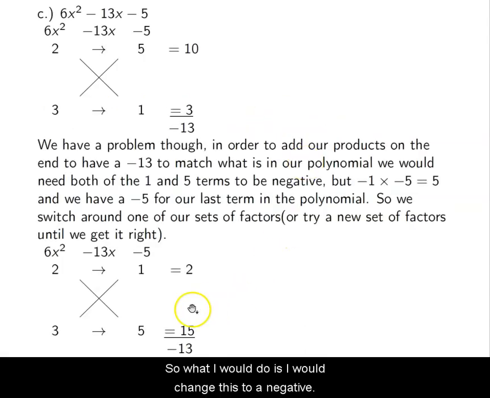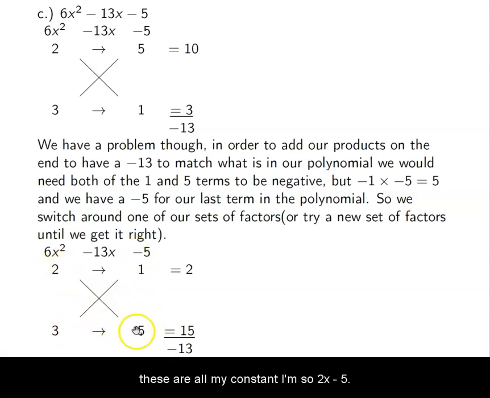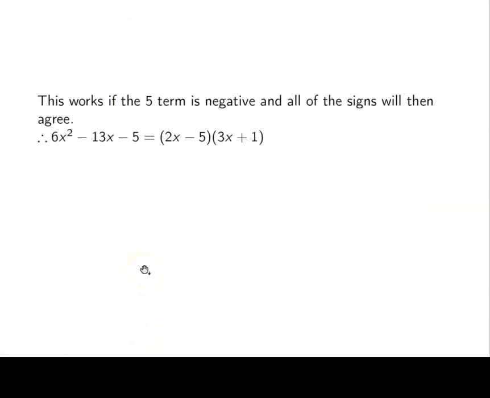Okay, so what I would do is change this to a negative, and then my factors become, these are all my x terms, these are all my constant terms. So 2x minus 5, 3x plus 1. Okay, 2x minus 5, 3x plus 1, because the 5 has to be negative.